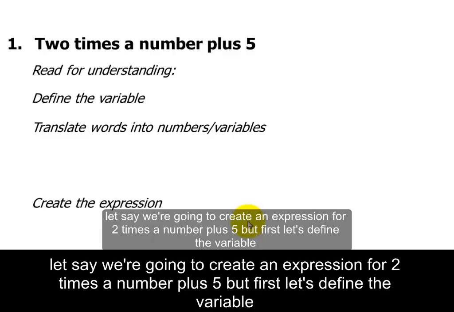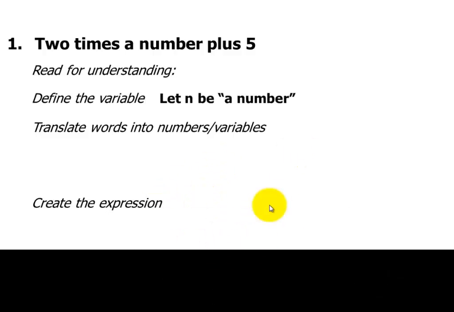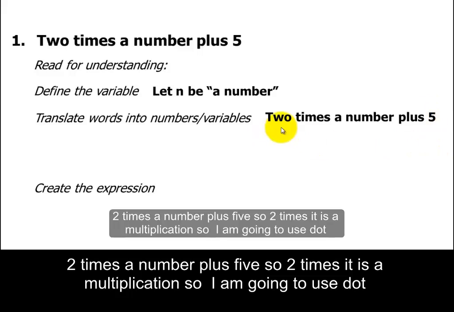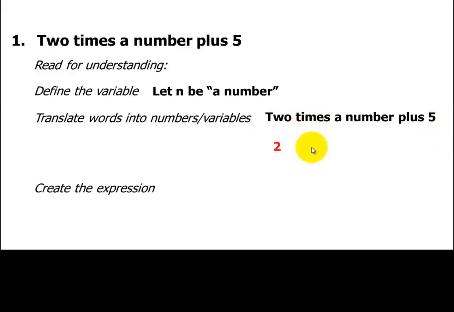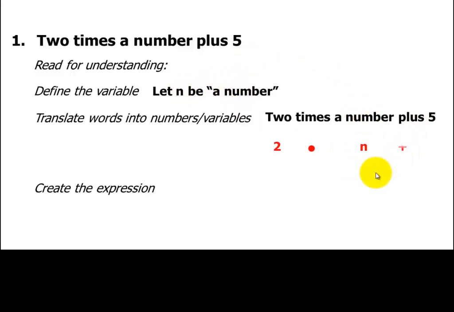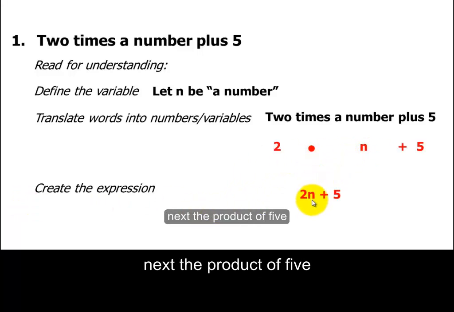Let's say we are going to create an expression for 2 times a number plus 5. Now first, let's define the variable. Let's say n will be our number. Now translate words into numbers or variables. So 2 times a number plus 5. So 2 times is a multiplication. I'm going to use dot. A number, now we define the number here as a variable n, plus 5. Then we can now create the expression. This is equal to 2n plus 5.